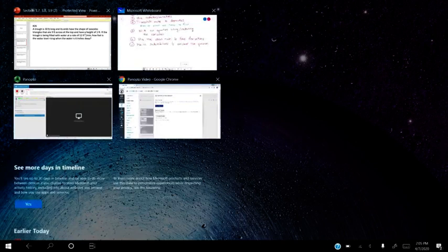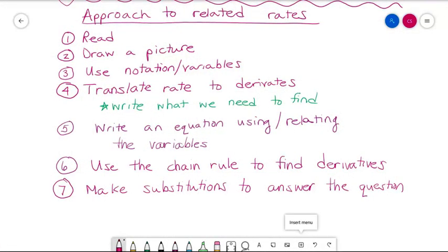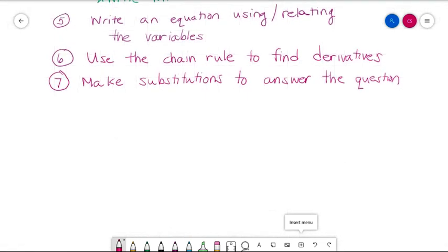So again, really important to follow these steps. We've just read the problem, so we're doing great. And now it's time to draw a picture. And when we're drawing a picture, let's try to use correct notation, and let's use variables as well. And when we're talking about rates, let's think of them in terms of derivatives. So we can do 2, 3, and 4 at the same time. Okay, so we're on problem number 26.